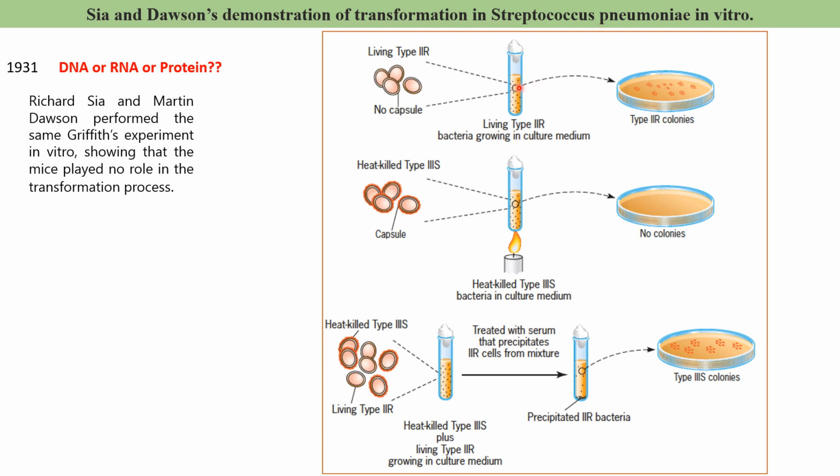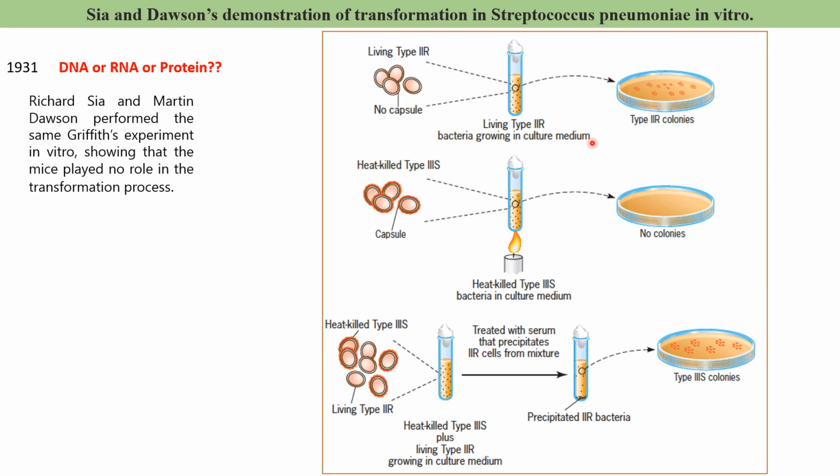So they had basically three sets of experiments in which the first setup consisted of living R-type strain which was grown in the culture media and further inoculated onto agar plate, and he found R colonies. This culture media is analogous, it's an in vitro analog of your mice.